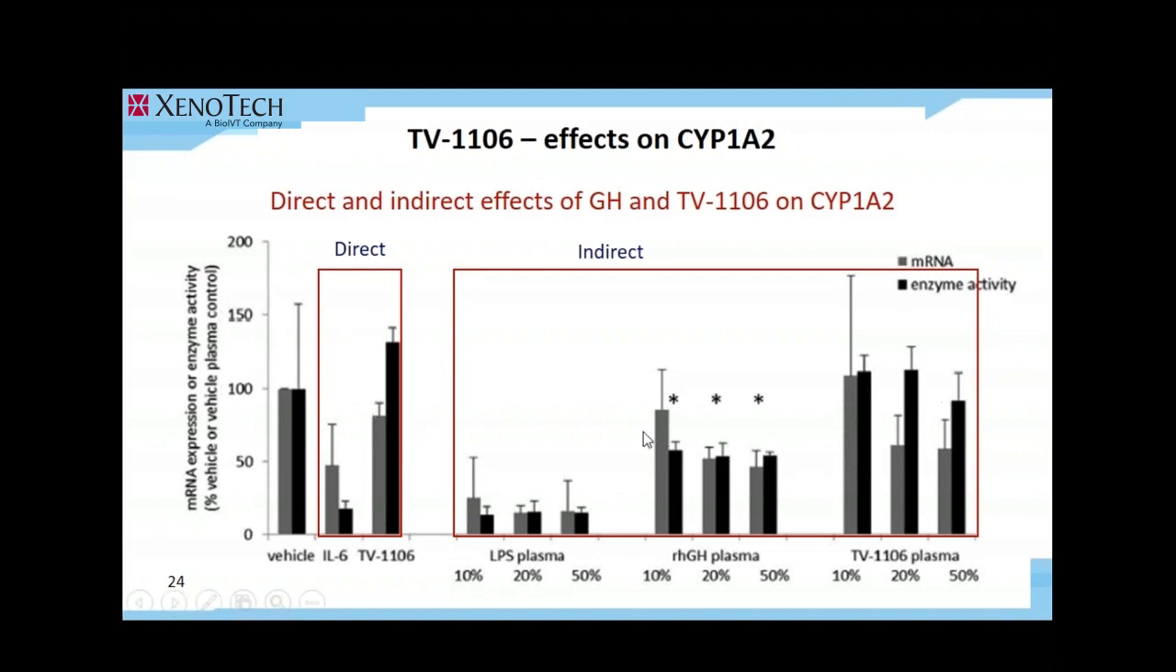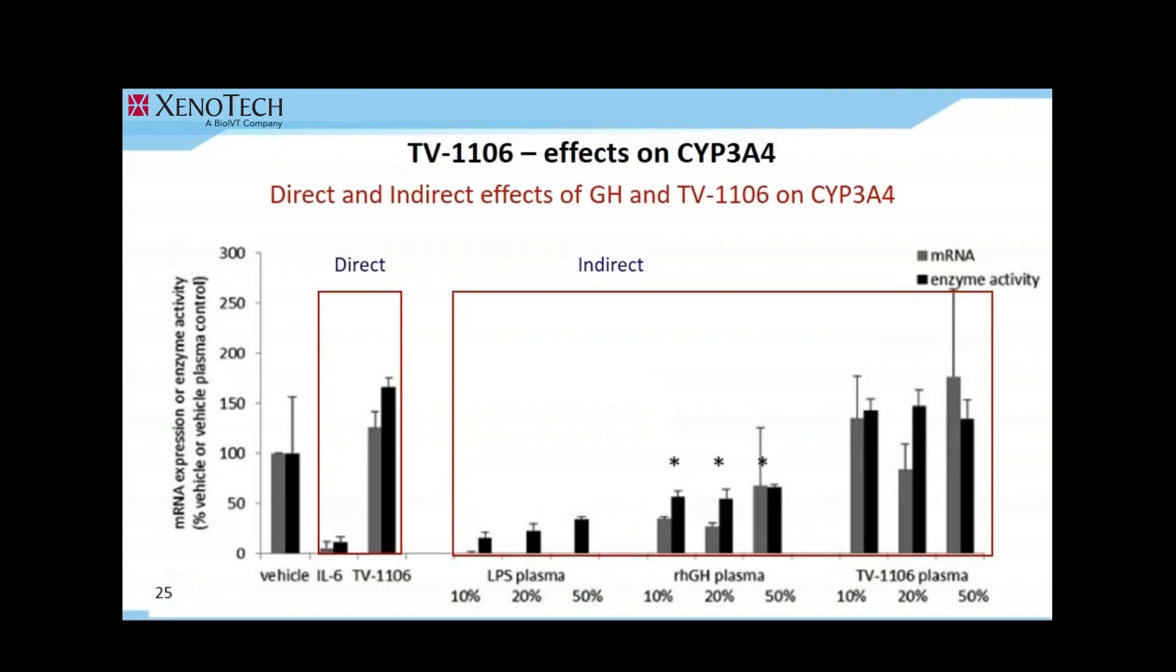Growth hormone indirectly suppressed both mRNA and activity of CYP1A2, in agreement with what I mentioned to you, that this is known to stimulate cytokine release in vivo. The effects of the drug on CYP3A4 can be summarized as follows. Drug did not have a direct effect on the CYP, while positive control suppressed the RNA and enzyme activity. Drug did not have cytokine-mediated effects on the CYP, while growth hormone plasma suppressed CYP3A4, mRNA, and enzyme activity.